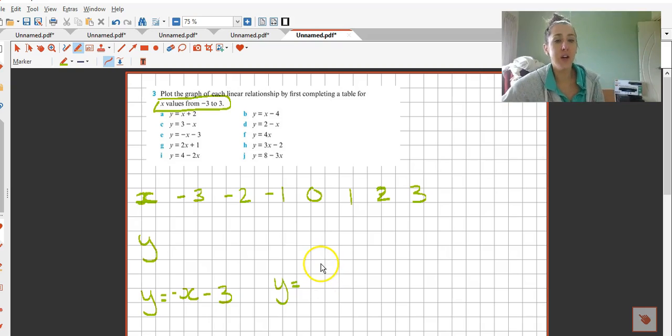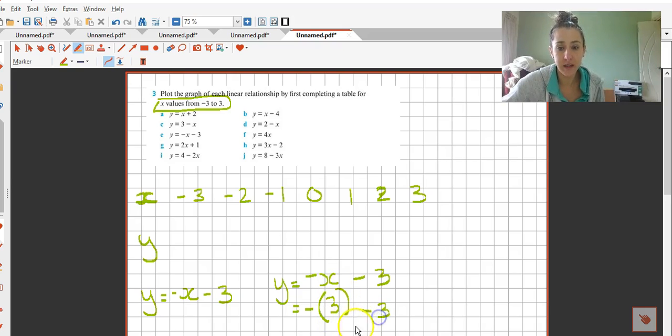Okay, so let's plug it in. So it's negative x minus 3. So all we do is it's a negative, and we put our x in there, which is our 3, minus 3. So we've got negative 3, take 3. So negative 3, take 3. Take a moment, have a think about what you're actually doing on your number line.